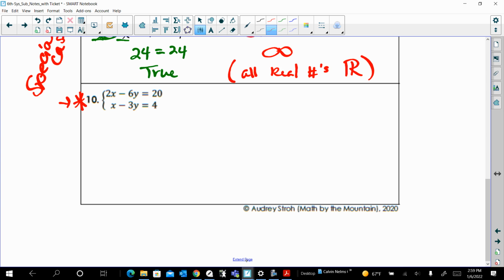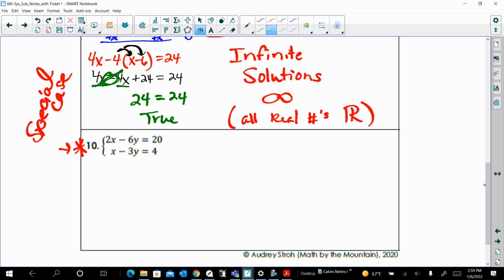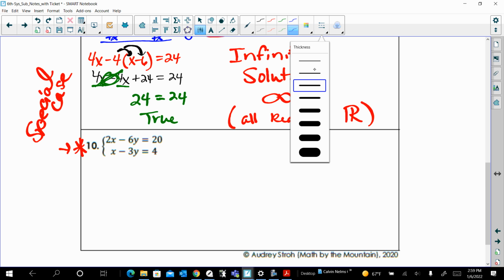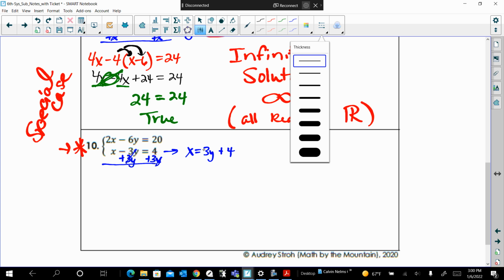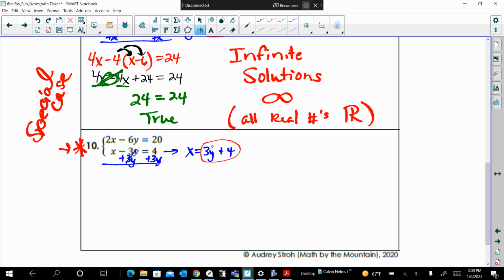Now, if you look at number 10, we still have to pick which variable is easier to isolate. Here, it would be x in the second equation, because x doesn't have a number in front. This x has a number 2 in front, this one doesn't. So to do that, you would add 3y to eliminate the other variable. This would give me x equals 3y plus 4. Now that the x is isolated, I can take its value, the expression right here, and plug it in for the x in the first equation.